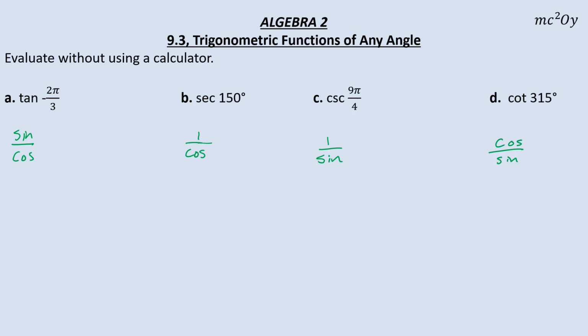All right. So what I'm going to look at is, when I do this, I'm going to expand this. I'm going to say I want the sine of negative 2 pi over 3 divided by the cosine of negative 2 pi over 3.